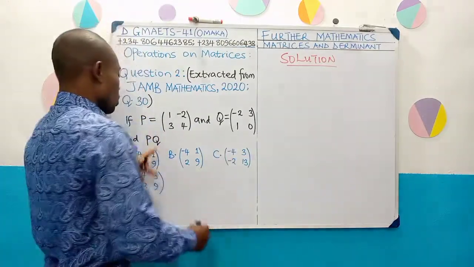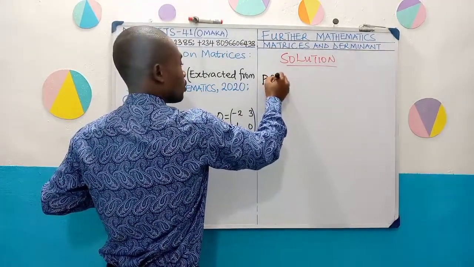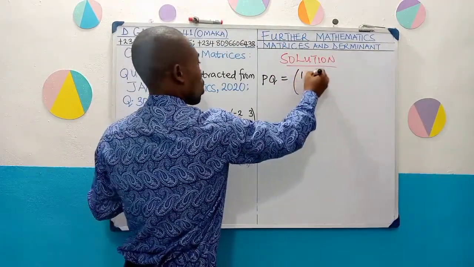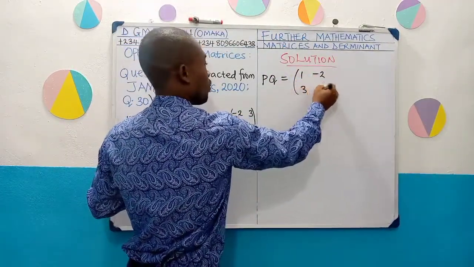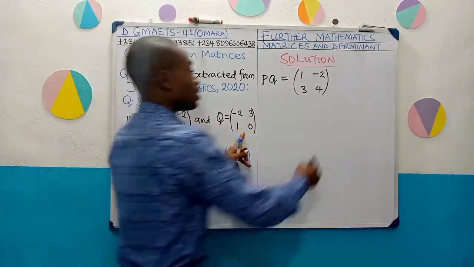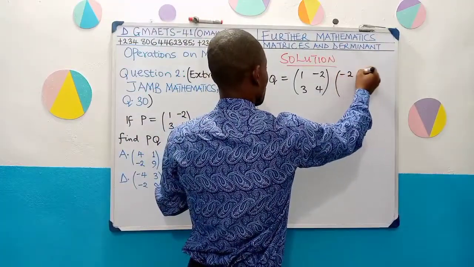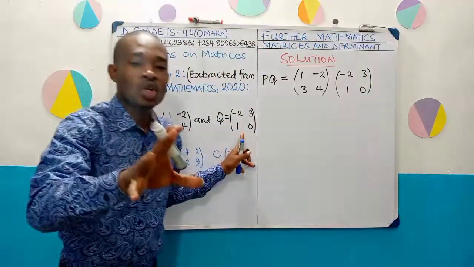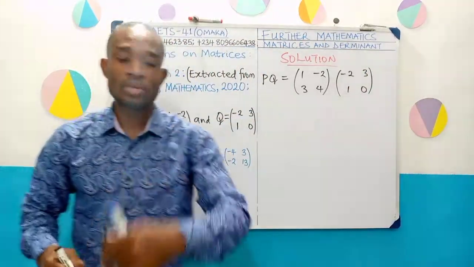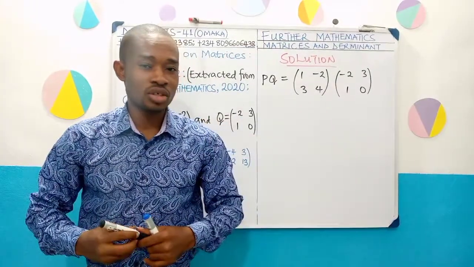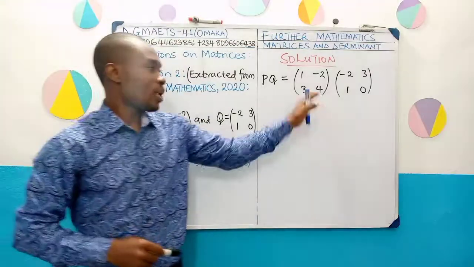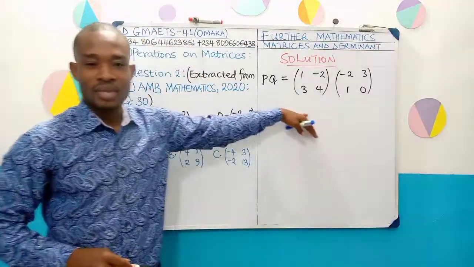So we go. We have to obtain PQ. PQ simply means matrix P times matrix Q. That's 1, -2, 3, 4, multiplied by matrix Q, which is -2, 3, 1, and 0. Before I go into multiplying this, let me ask you, based on what I explained in the previous videos, can you multiply these two matrices? If yes, why?